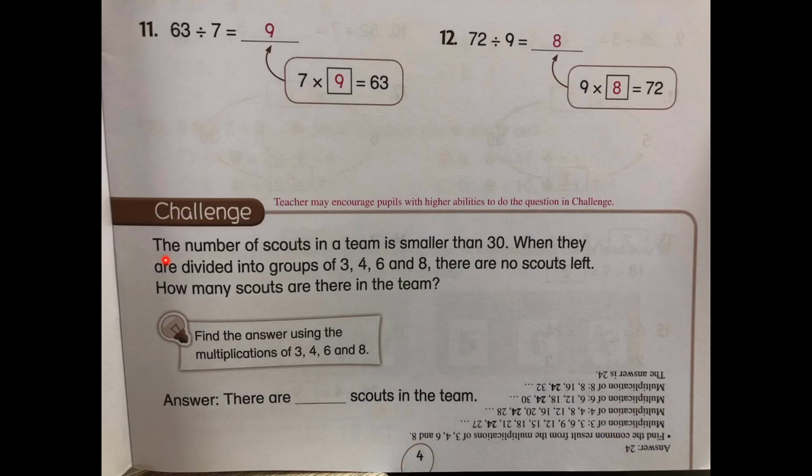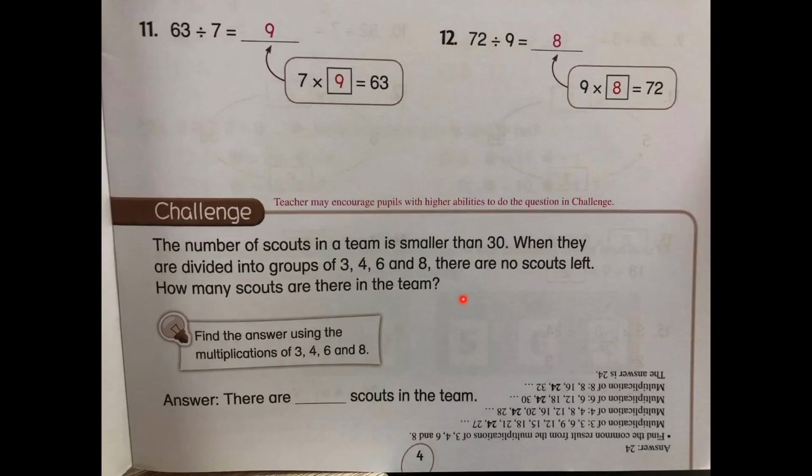It's a challenging question. The number of scouts in a team is smaller than 30. When they are divided into groups of 3, 4, 6, and 8, there are no scouts left. How many scouts are there in the team? So the number that we are looking for is smaller than 30. And when that number is divided by 3, 4, 6 or 8, there are no scouts left. That means there's no remainder.